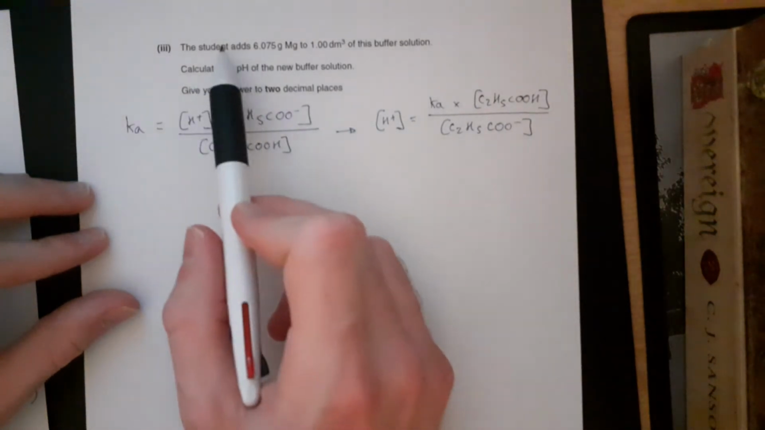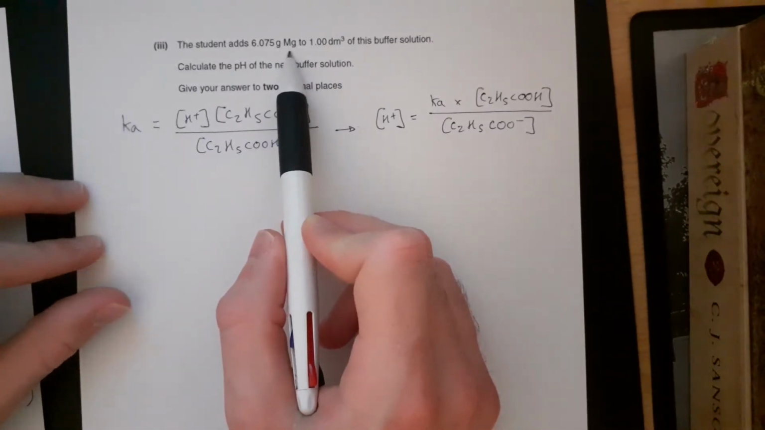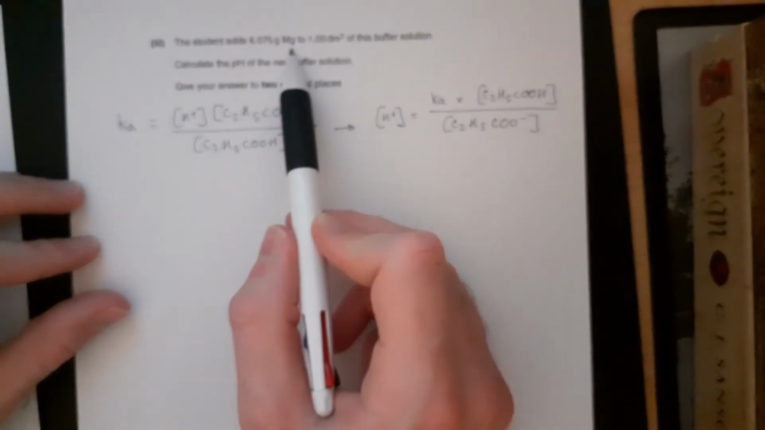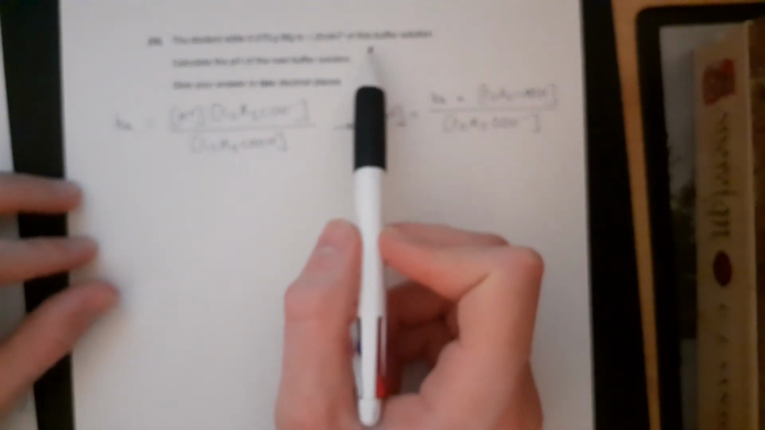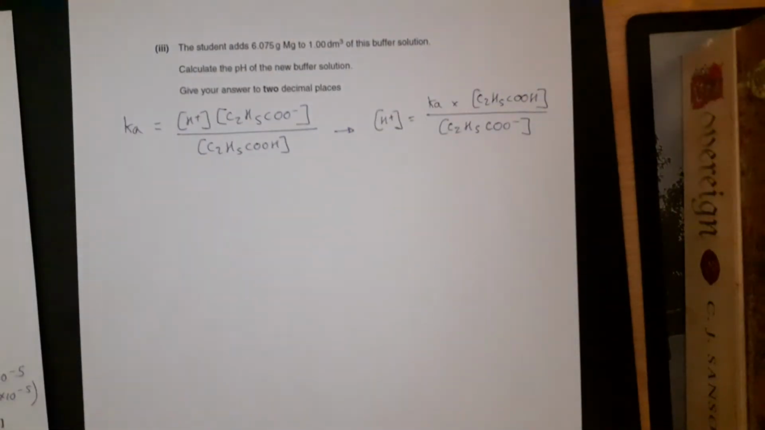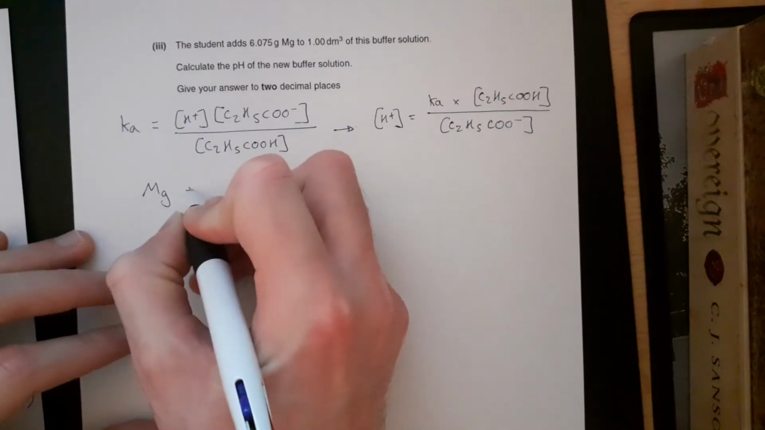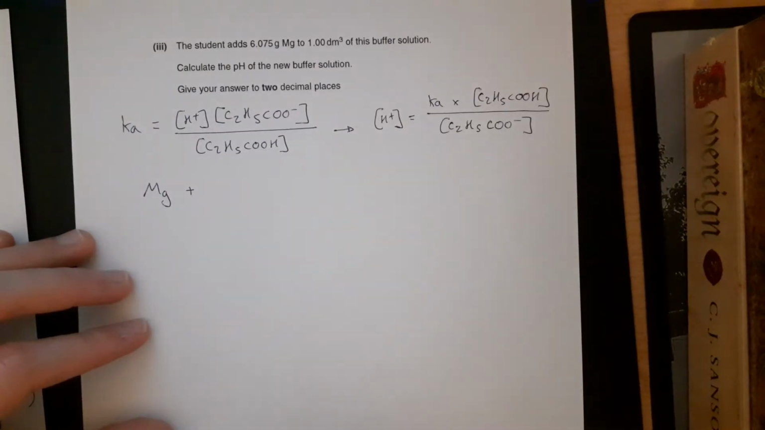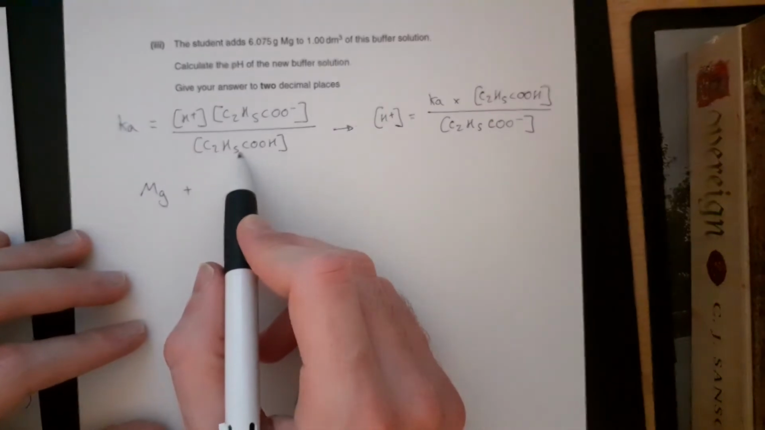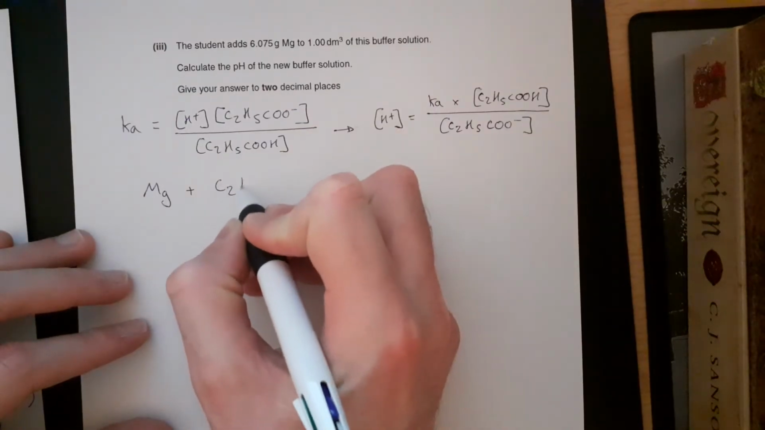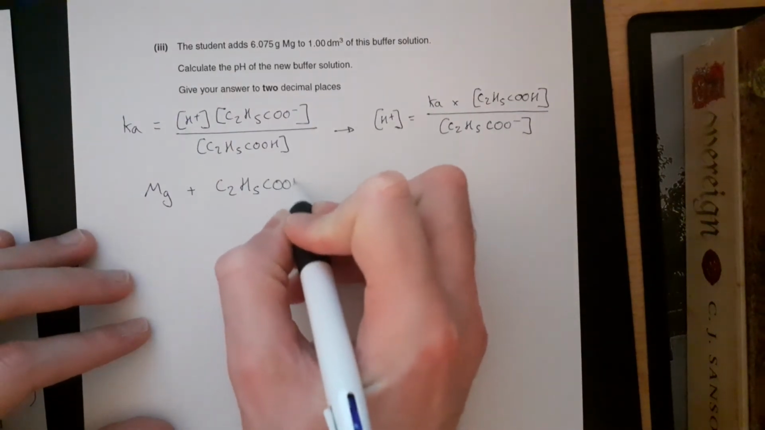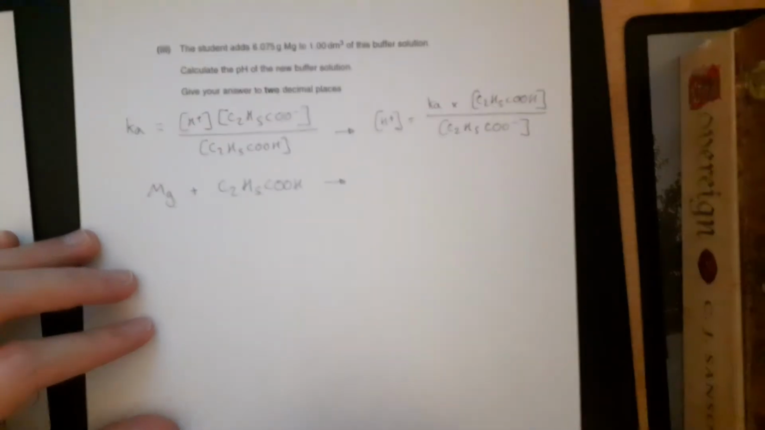To do this, we're going to need to work out what's going on with this magnesium. Okay, so if we're adding magnesium to a buffer solution, we need to think about what is that magnesium actually going to react with? What's going to happen? Okay, so we need to write an equation. This magnesium is going to react with the acid. Okay, it's going to react with our propanoic acid here. Yeah, an acid and a metal is going to make a salt and it's going to make hydrogen.